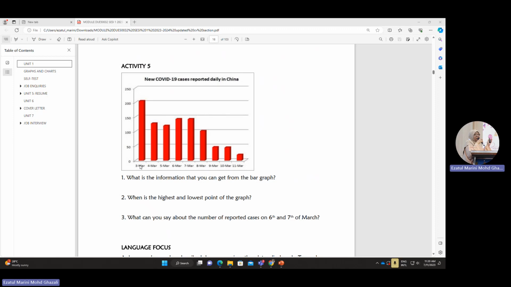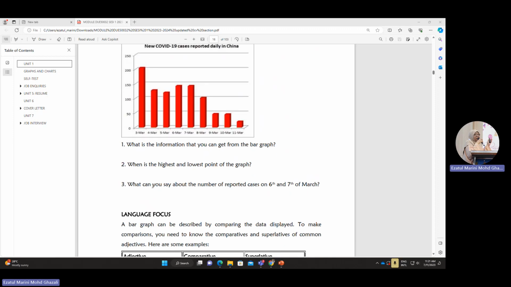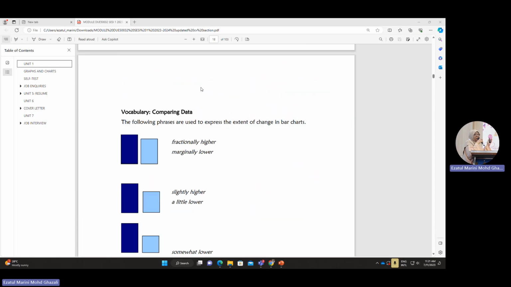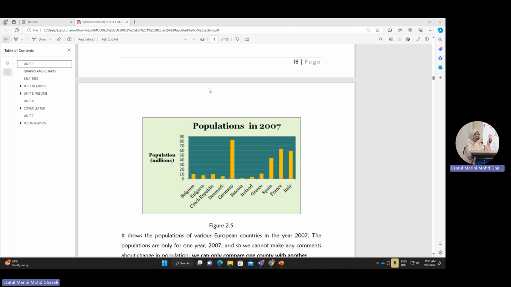All right. And if you look at the number of cases, it shows in 50 intervals. All right. When is the highest and lowest point of the graph? The highest would be on the 3rd March and the lowest is on the 11th March. What can you say about the number of reported cases on 6th and 7th March? 6th March and 7th March, the total number of reported cases are the same. All right. Not going to talk about how to describe. Later, we are going to talk about it.